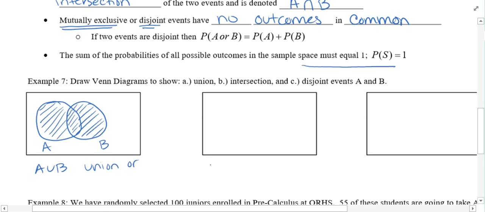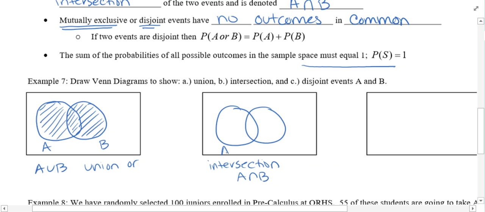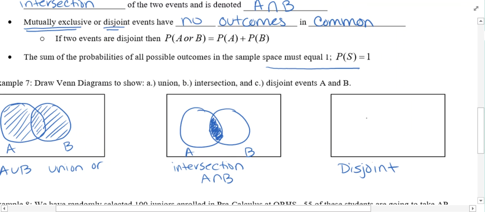The next one we're going to draw is the intersection. It's where the two events intersect. So A and B. When we look at our two events, A and B, it's really just where they overlap, where they intersect. So this little part in here, where A and B both happen. Disjoint, or it's also called mutually exclusive, is when two events have no events in common. So your A and your B have no overlap.